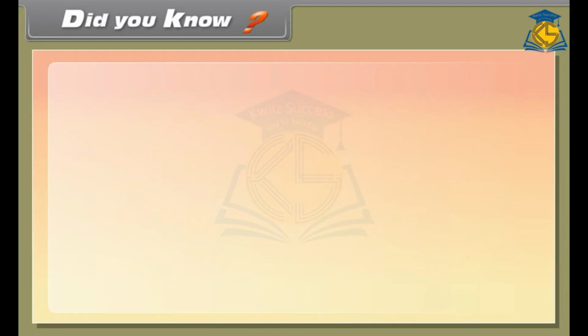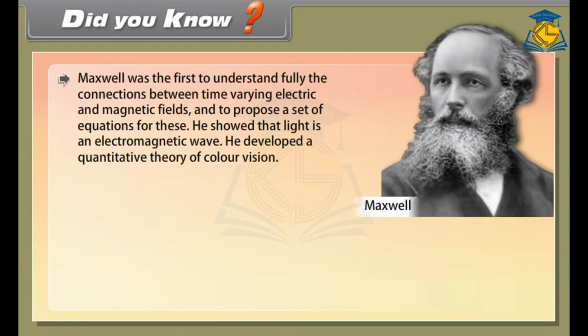Did you know? Maxwell was the first to understand fully the connections between time-varying electric and magnetic fields and to propose a set of equations for these. He showed that light is an electromagnetic wave. He developed a quantitative theory of color vision.